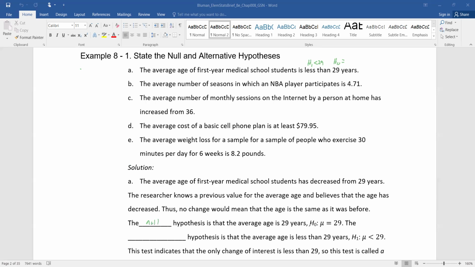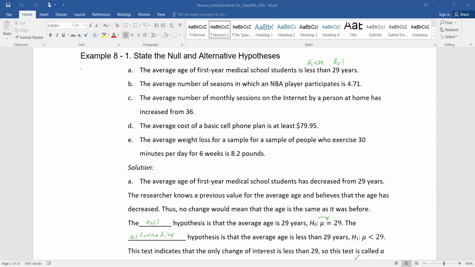So you'll see that the null hypothesis, H0, is stating that the mean is equal. So the null will always be pretty much the equal sign. The alternative hypothesis is that the average age is less than 29 years. So you'll see now we have the H1, and now we're saying that the mean is less than 29. The test indicates that the only change of interest is less than 29.